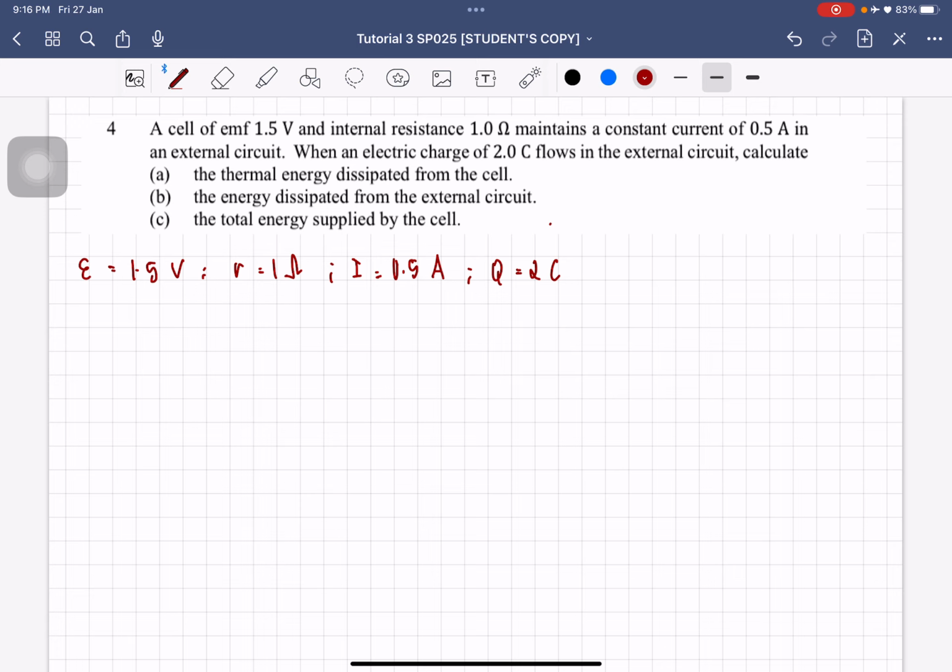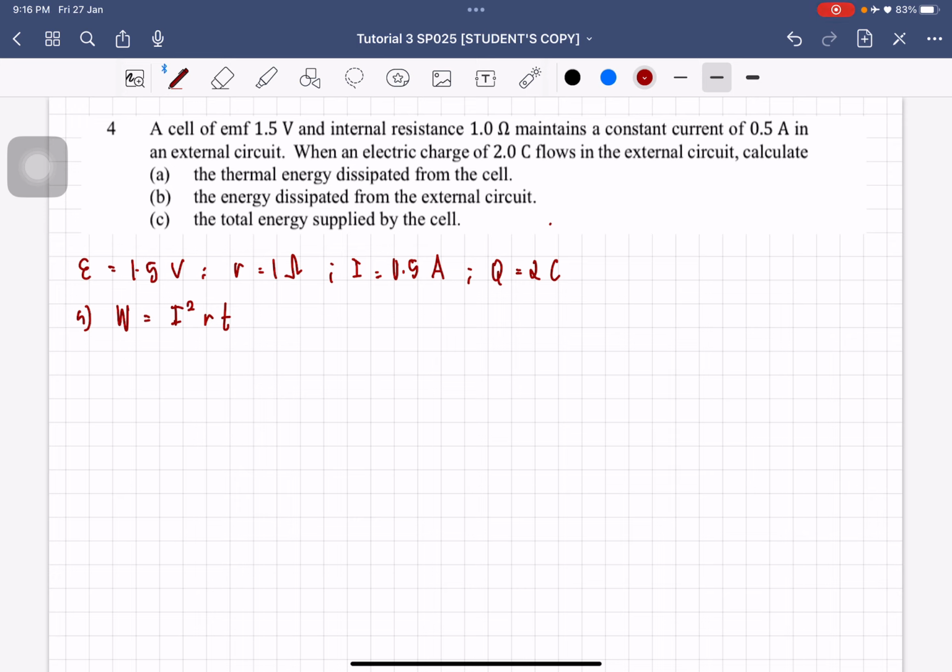So that is basically the heat dissipated through the external circuit. So the resistance that you will be using is basically the internal resistor, the 1 ohm resistor. So the equation that you will be using is I squared R T. Do we have the time? No, we do not have the time, so that is what we are going to find first.